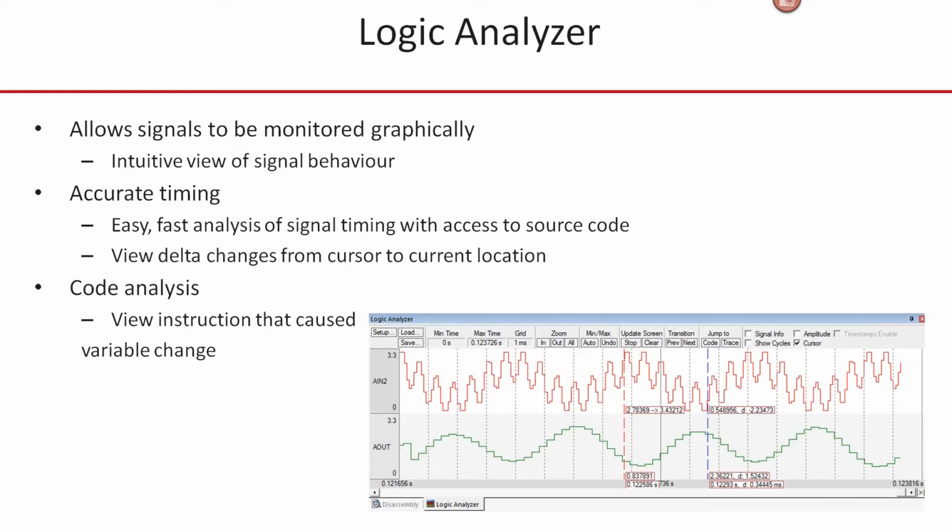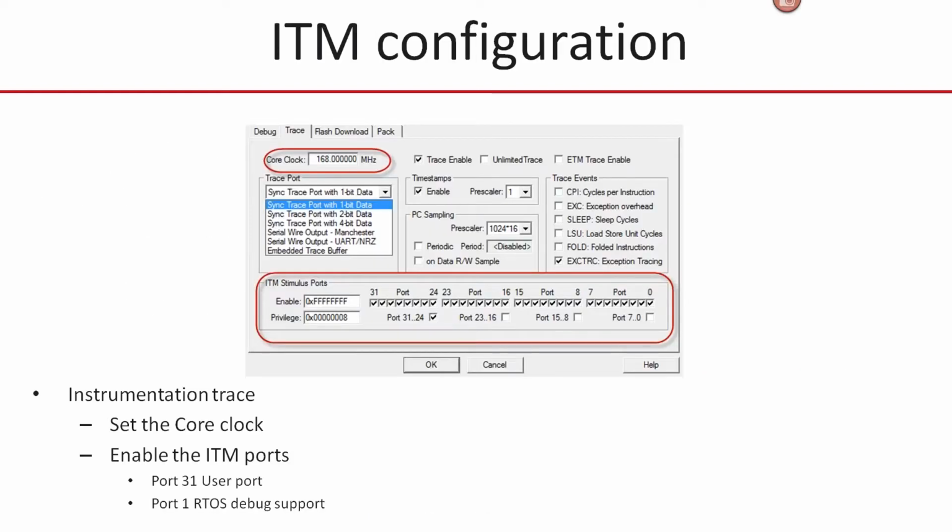Now the second debug trace, debug unit that's within the Cortex-M processor is the instrumentation trace. Now, I said this was sort of a serial connection between the Cortex processor and a debug window within the debugger. It actually has 32 channels.